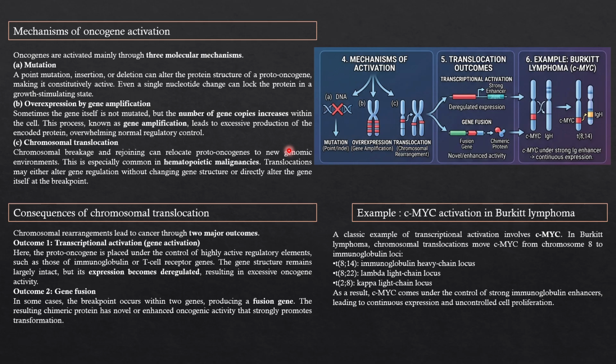So these are the mechanisms of the activation of oncogenes. One is mutation, such as point mutations or indel mutations. The second is overexpression, which is gene amplification. And the third is translocation, or chromosomal rearrangement. Translocation outcomes also result in the activation of oncogenes via altered gene expression or gene fusion, where the fusion gene and the chimeric protein enhance the activity.